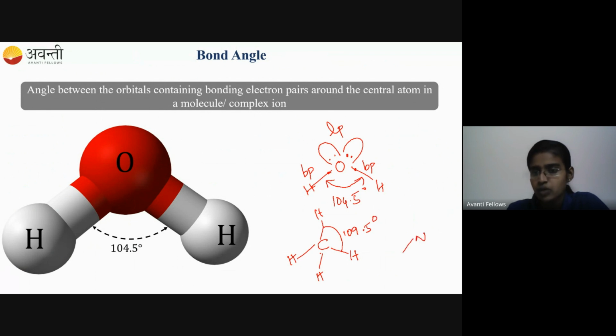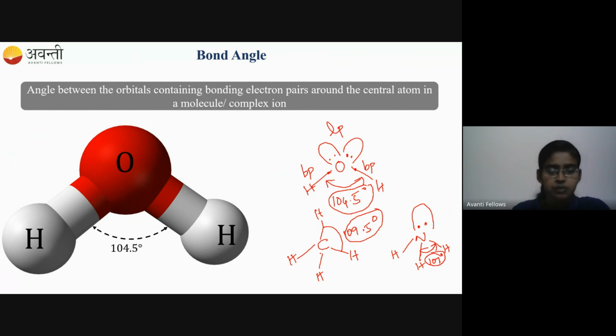If we take the ammonia molecule, with the formula NH3 and one lone pair, the H-N-H bond angle is 107 degrees. These three molecules' bond angles are very important, so just make a note of them: water 104, methane 109.5, and for NH3 it is 107. Very important. Due to the lone pair repulsions, the corresponding compounds have such bond angles.